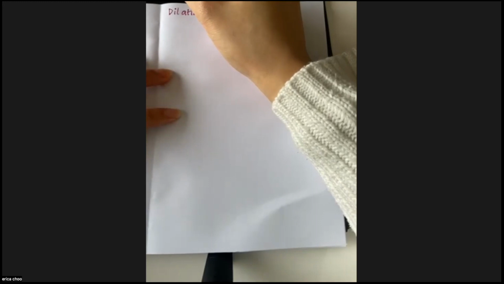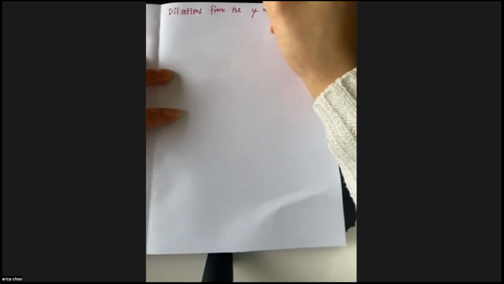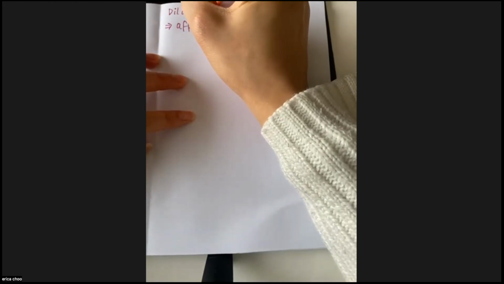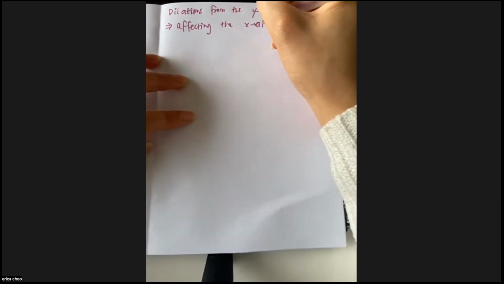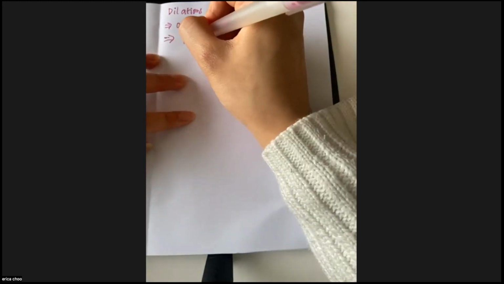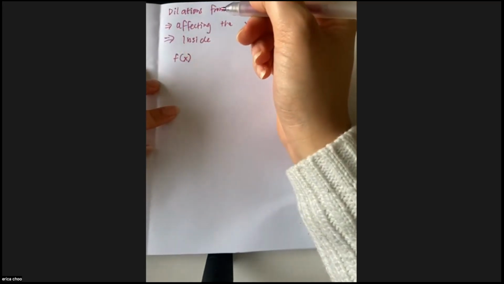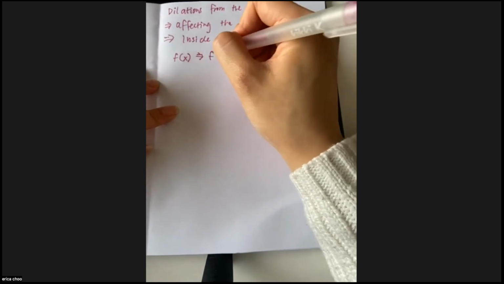Okay, so let's go through dilations from the y-axis now. So we're dealing with the y-axis, so this time it's opposite from the x-axis. It means that you're keeping the y-axis the same, but you're applying a stretch or a shrink to the x-axis. Therefore, we're obviously affecting the x value. And every time we affect the x value, this occurs inside the function, okay? So if I were to give you guys an example, I'm doing an equation transformation, f of x becomes f of 2x.